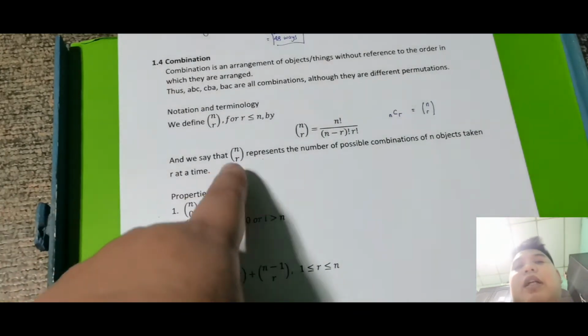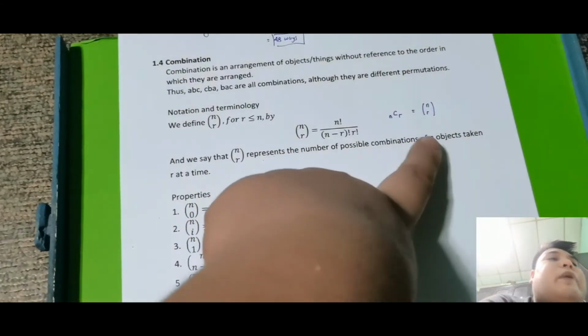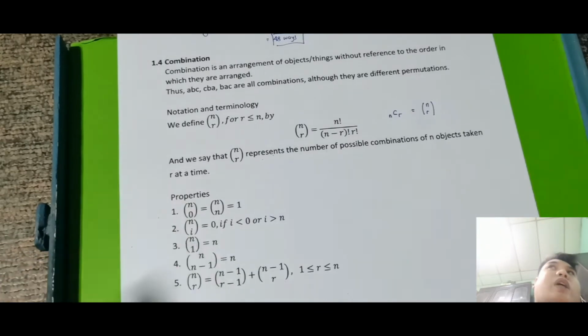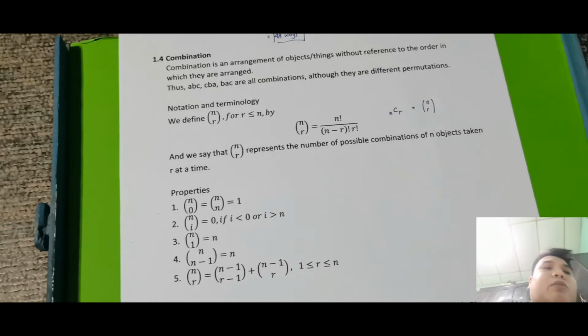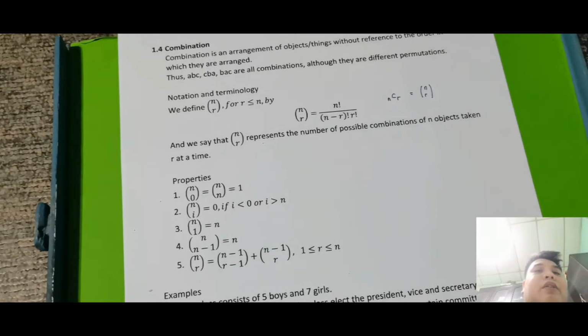Okay, so and we say that n taken r or nCr represents the number of possible combinations of n objects taken r at a time. Okay, so again, mamaya makikita mo sa example ano ba pinagkaiba nito ni permutation sa ni combination. Okay, so let's have properties muna para maintindihan mo. Okay, so sabi dito, n taken 0 is just equal sa n taken n, which is equal to 1.